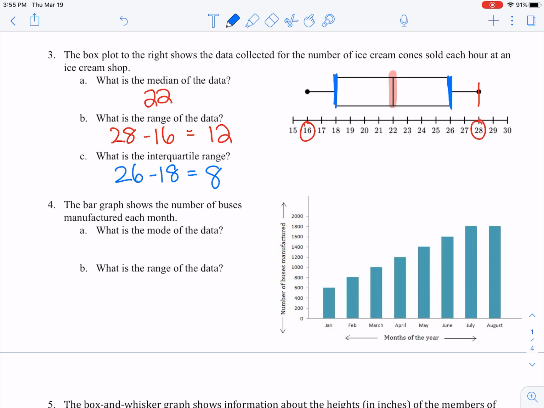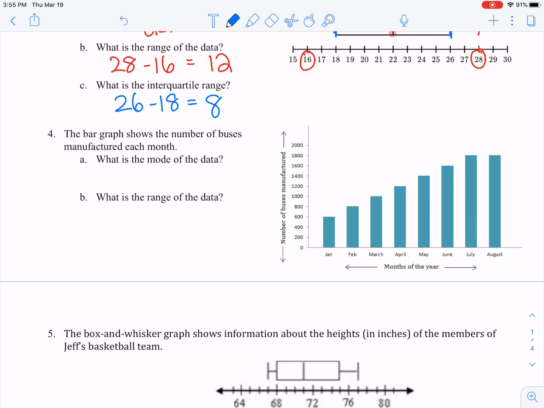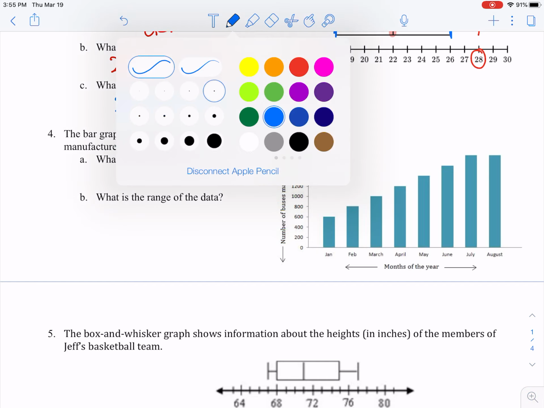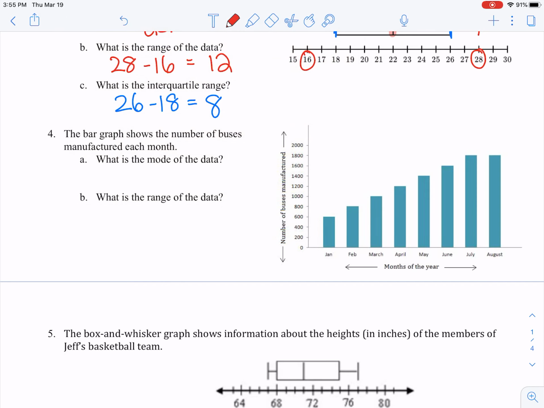Number 4, the bar graph shows the number of buses manufactured each month. What is the mode of the data? So mode means the largest amount in the bar graph, which is around July and August. They are exactly the same, and I know that that is around 1800. So instead of putting the number, I need to put the months. So you can put July and August.